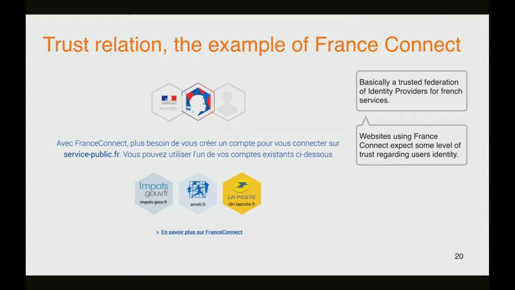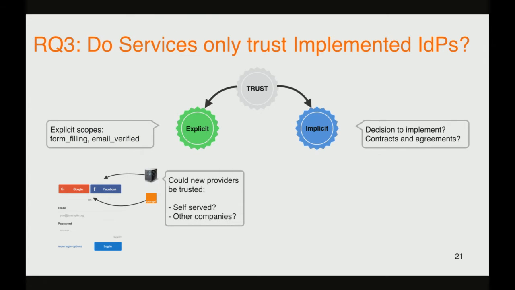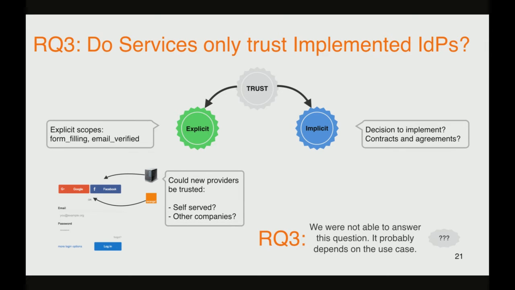So can we find some example of this in the wild? We look at the collected data, and we found no example of explicit trust scope that will have some meaning of trust, some type of data that will be trusted by the website that are requesting them. So the hypothesis is that if there is a trust relation between the website and the identity provider, it's invisible from a technical point of view, and it's probably due to agreement or conditions of use. And we didn't study that part.